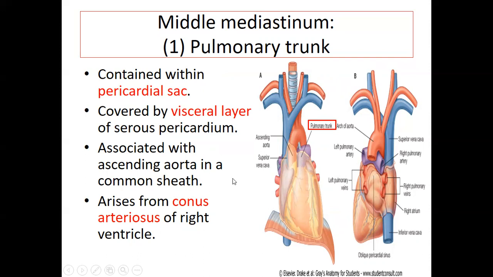The pulmonary trunk arises from the conus arteriosus. I hope you know what the conus arteriosus is. Maybe someone has explained to you what the conus arteriosus is. It arises from the conus arteriosus of the right ventricle. So this is the first structure present in the middle mediastinum, the pulmonary trunk.